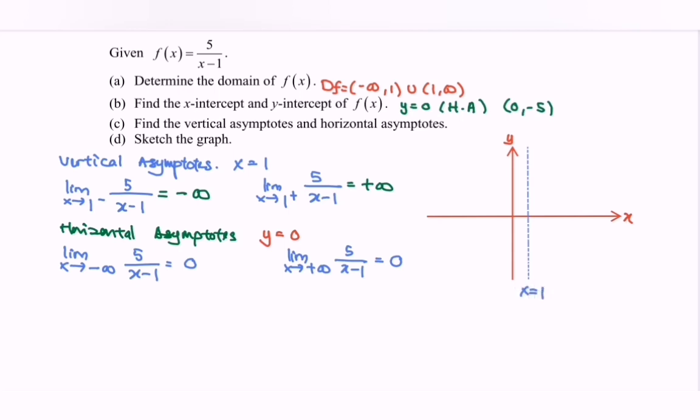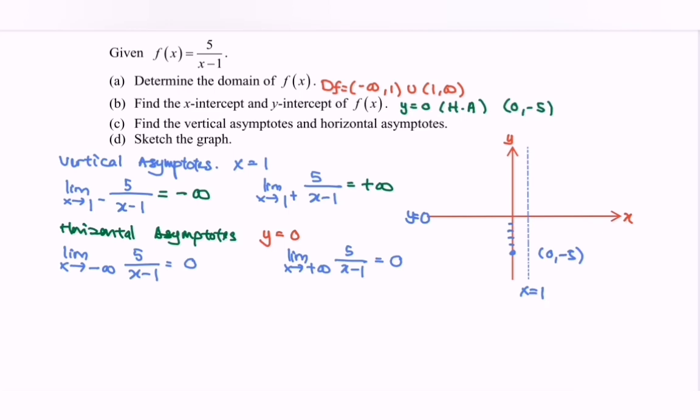Continue. The xy intercept. As we all know, there is no x-intercept, but there is a horizontal asymptote. So kindly illustrate the situation, horizontal asymptote. So here we have y is equal to 0. Continue. We have the y-intercept (0, negative 5). So let's say here we have negative 1, negative 2, negative 3, negative 4, negative 5. (0, negative 5), the y-intercept.